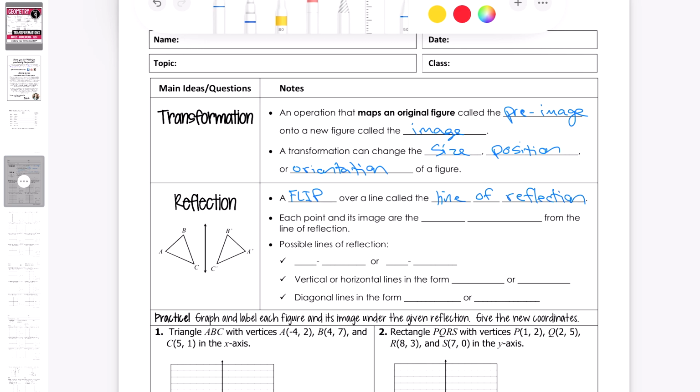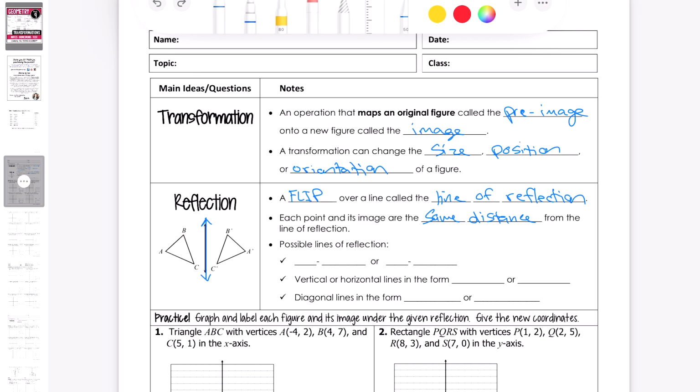The line of reflection, which in this case, if we're looking at this one, here's the line of reflection right here in the middle. So that is the line that we're kind of going back and forth between. So each point and its image are the same distance from the line of reflection. So if we could measure how far away C was from this line, C prime, which is just the one with the little tick mark on it, would be the same distance. If we could measure how far B was away from the line, then B prime would be the same distance. Same thing with A. So they would be the exact same distance away from that line.